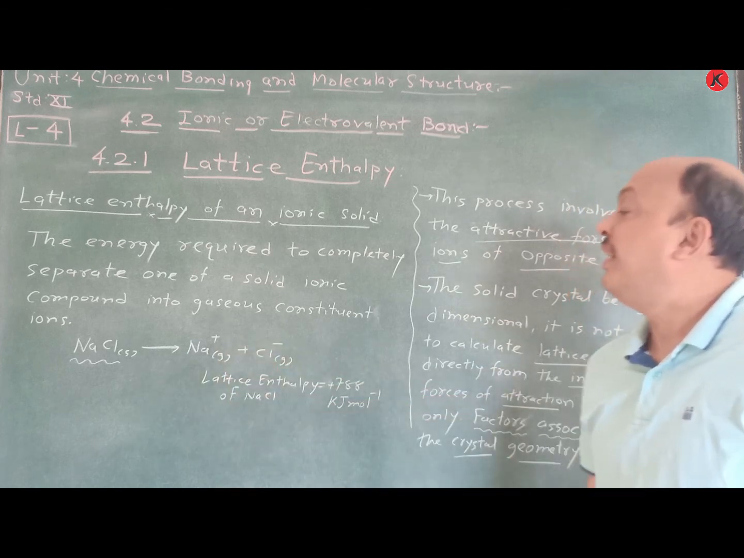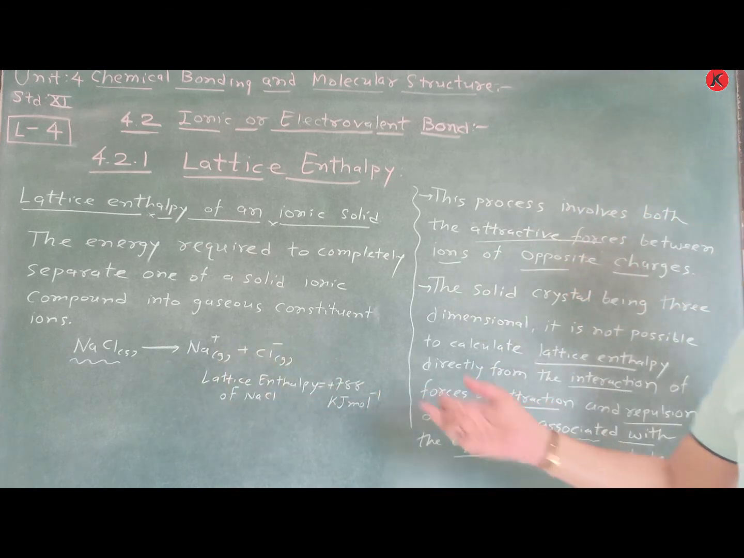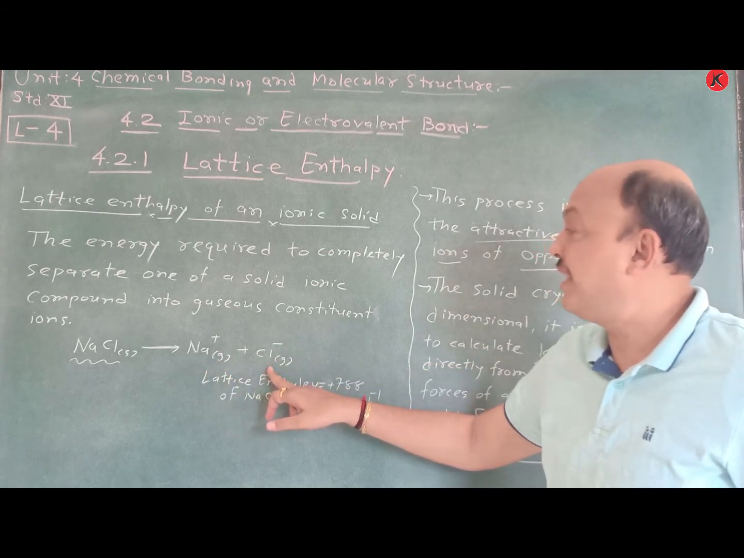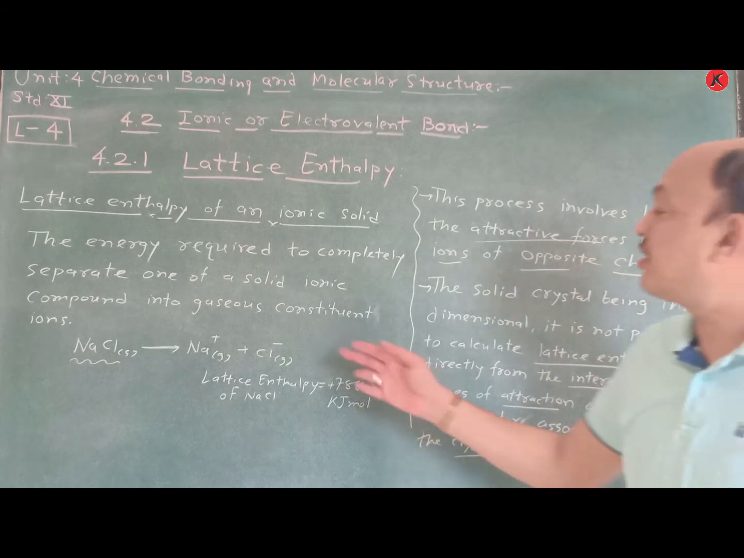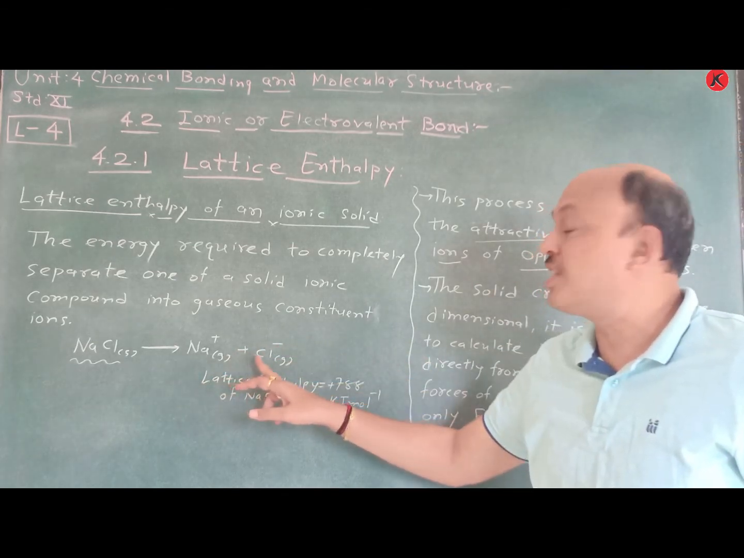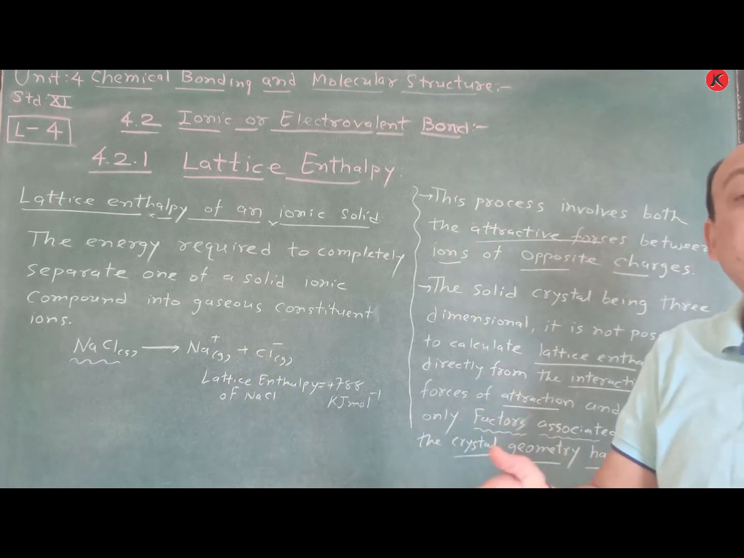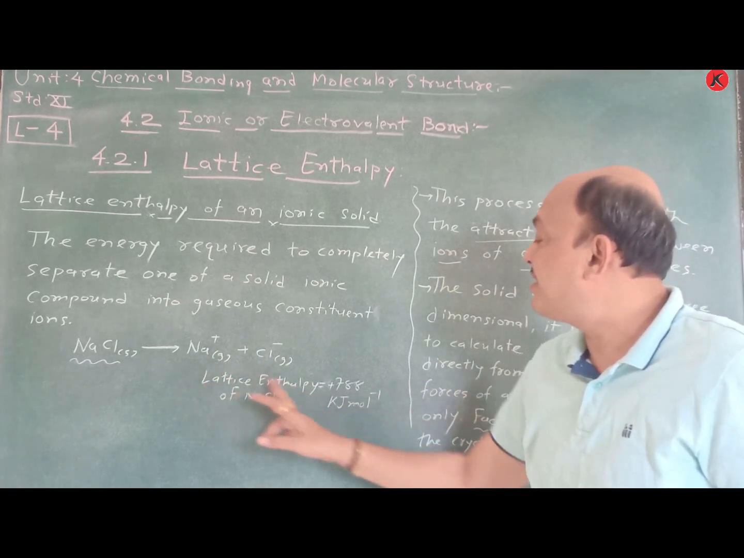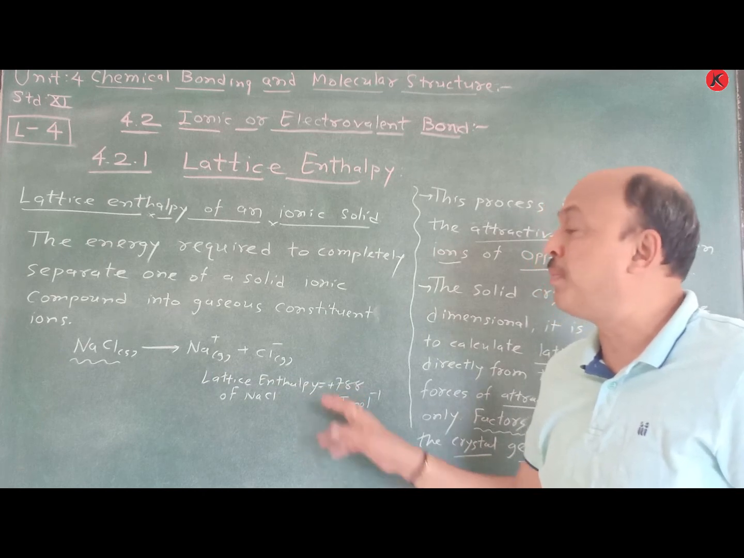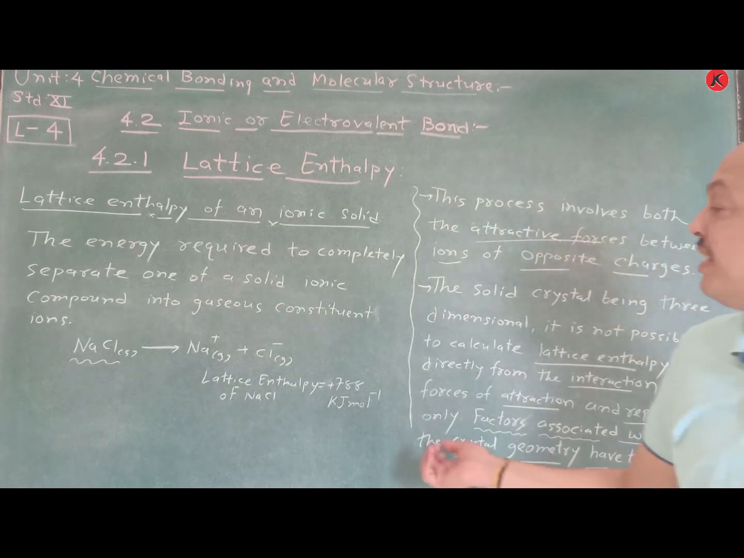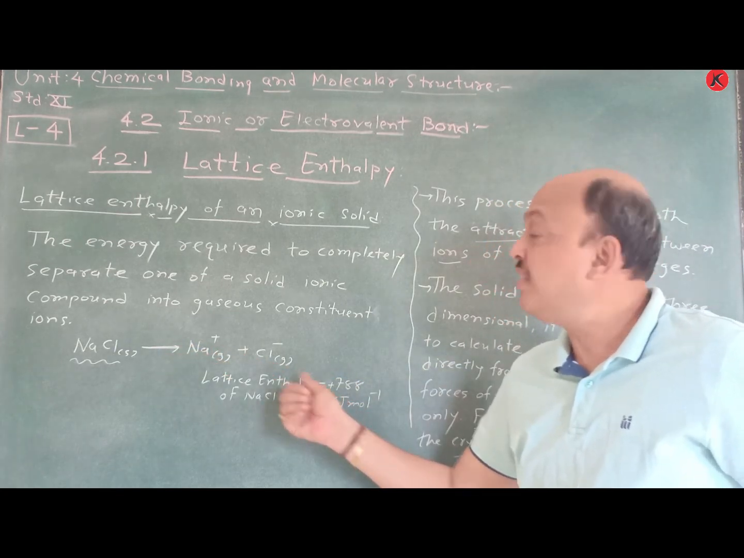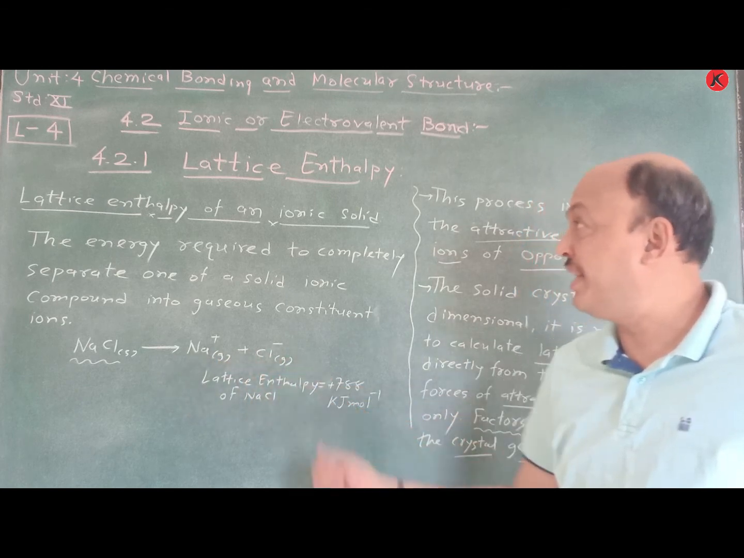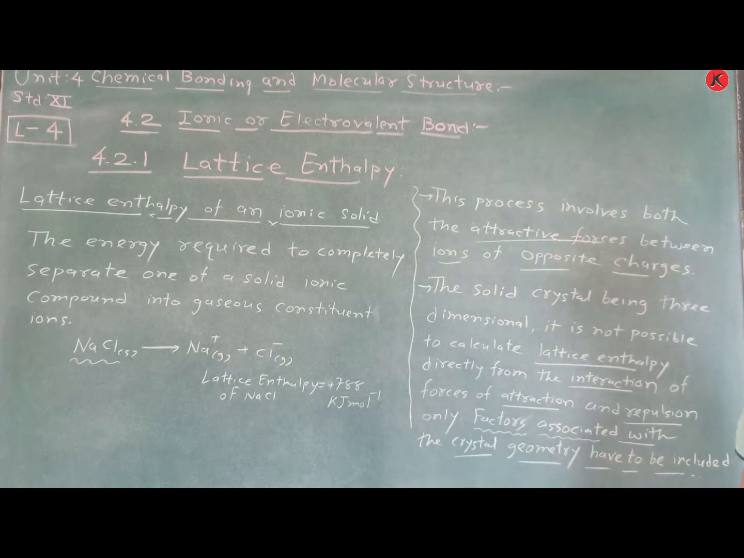That's why NaCl solid is converted into Na plus gaseous form and Cl minus gaseous form. Whatever energy is required for the complete separation of Na plus gaseous and Cl minus gaseous at an infinite distance is considered as 788 kilojoule per mole. If this energy is given, it is absorbed, and that's why an endothermic reaction occurs. It is converted to Na plus gaseous form and Cl minus gaseous form. So this is all about the lattice enthalpy of ionic solids.